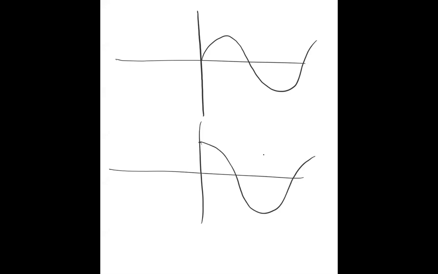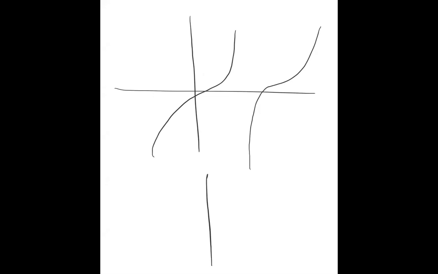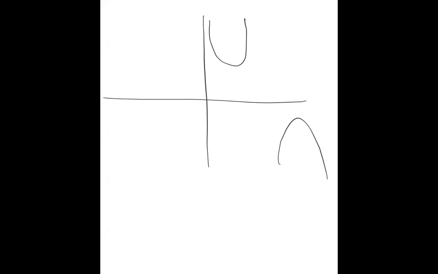So the sin x graph behaves like this. The cos x graph behaves like this. The tan x graph behaves in a different manner, like this. Then cot x, we have to draw. The sec x graph behaves like this. Then the cosecant x graph behaves like this. Okay, now clear? You can draw at home now.